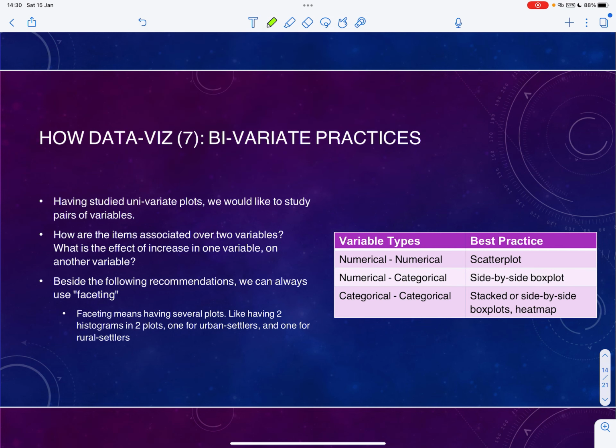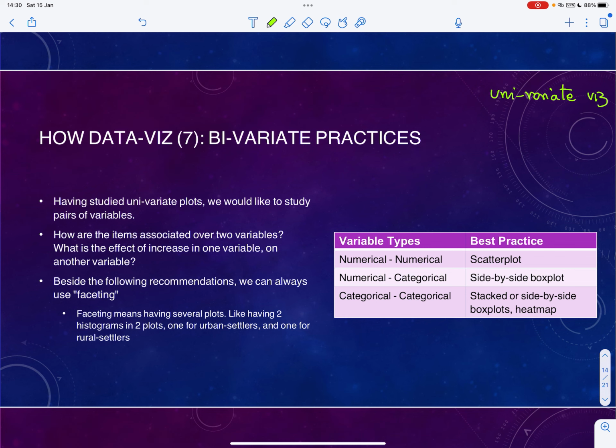Okay, we talked about univariate visualization when you want to visualize one single variable. What about visualizing two variables together? Okay, we don't want to merely study every single variable in isolation.